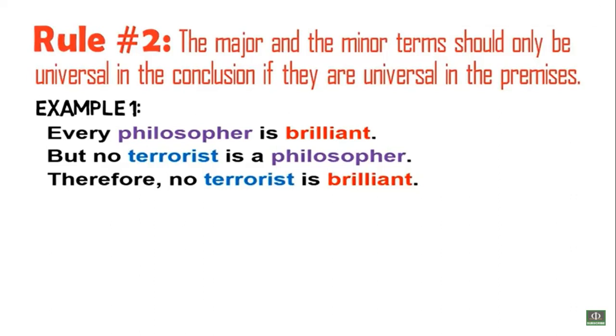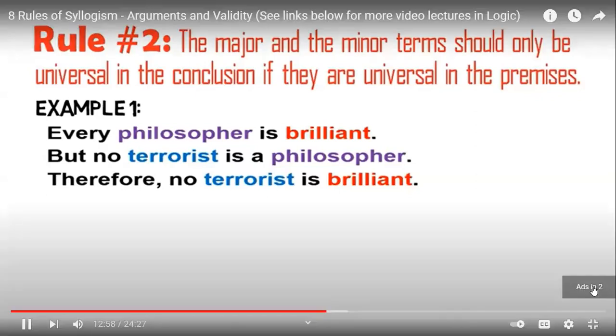Now, let's continue. As we can see, the minor term terrorist in the conclusion is universal because of the universal signifier no. And since the minor term terrorist in the second premise is universal because of the universal signifier no, then the syllogism does not violate rule number 2 in the context of the minor term. However, the major term brilliant in the conclusion is universal because the proposition is negative.